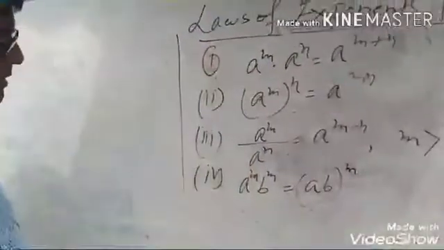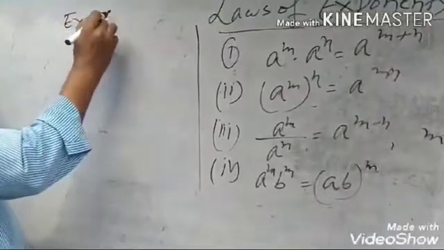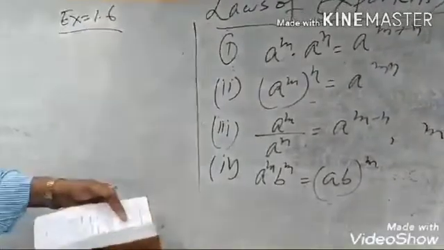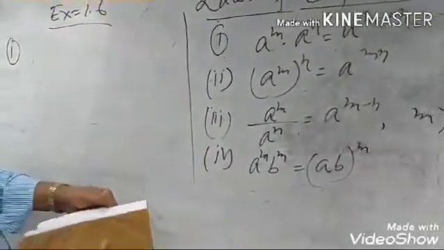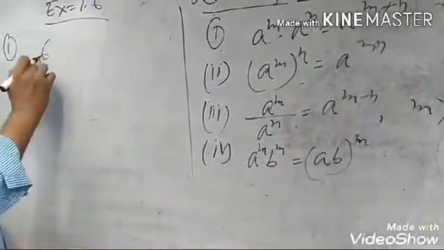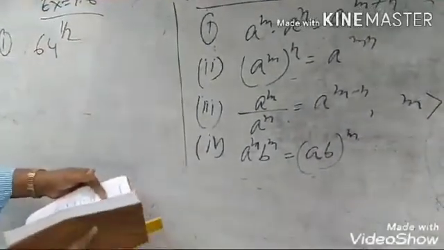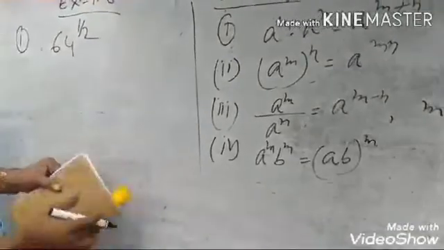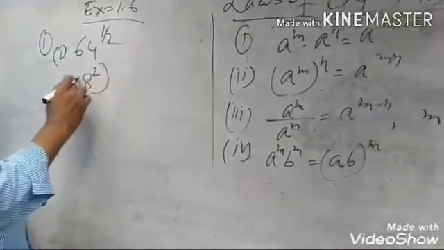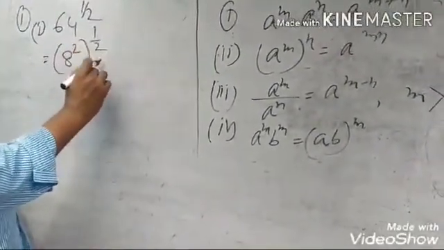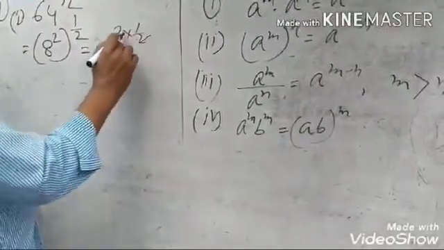Now I'll start exercise 1.6. Question number 1. Find 64 to the power half. Find the value. 64 means 8 square, whole to the power 1 by 2, equals 8 to the power 2 into 1 by 2, equals 8.